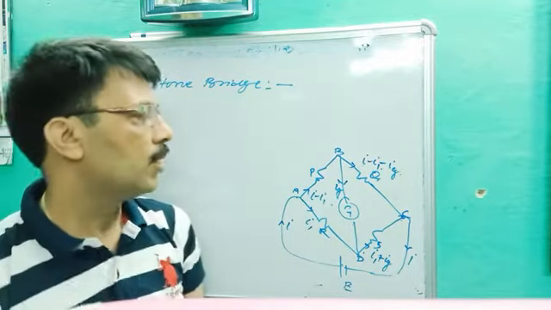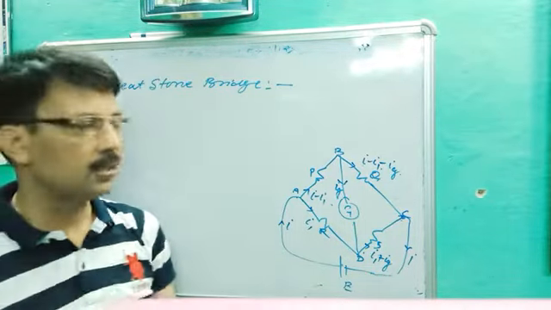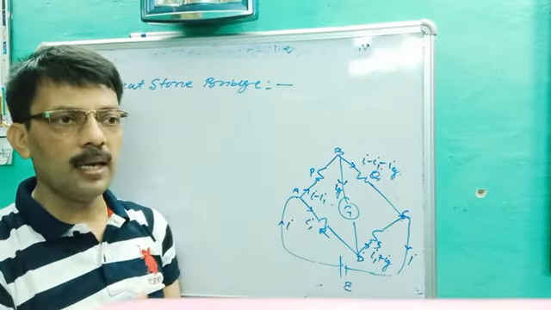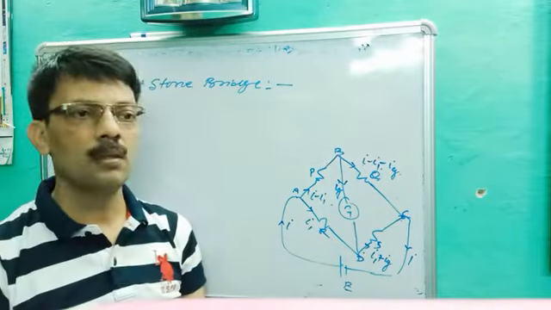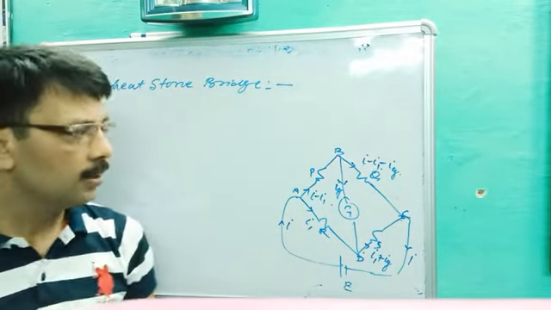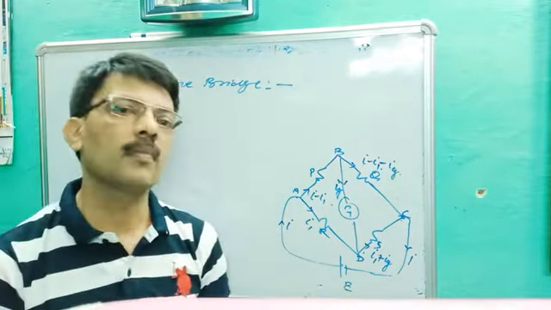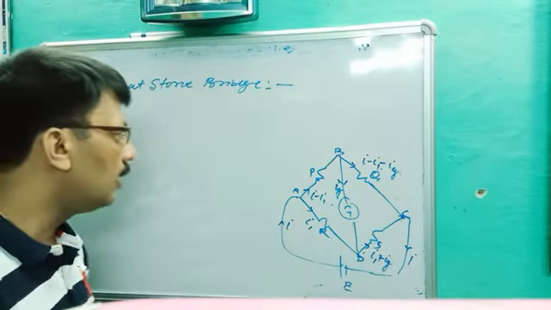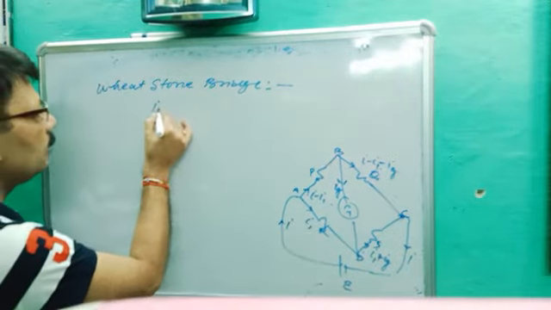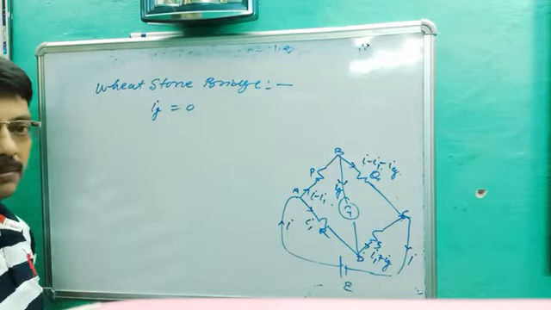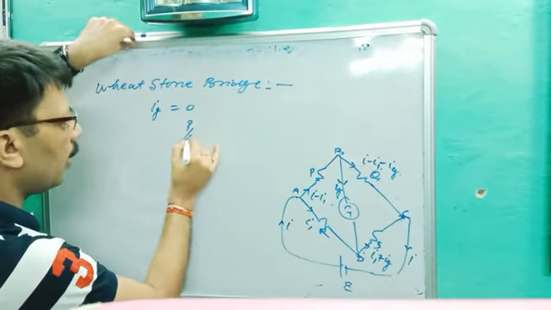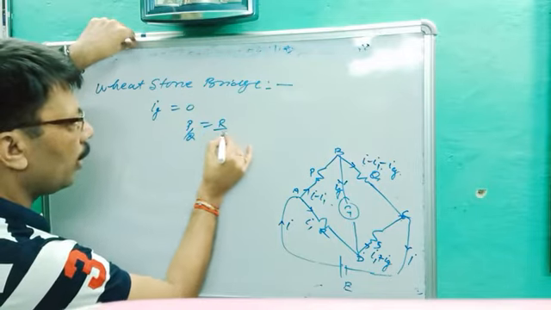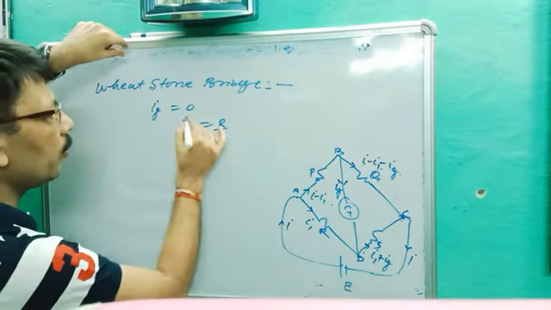So see the answer. It is the arrangement of four resistances P, Q, R, S connected diagonally, and if Ig is equal to 0, we have to prove that P upon Q is equal to R upon S. And you know, this is called Wheatstone bridge.